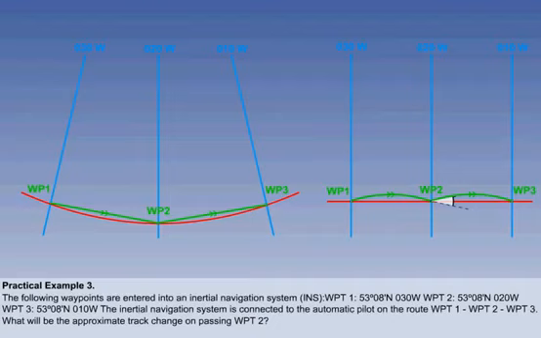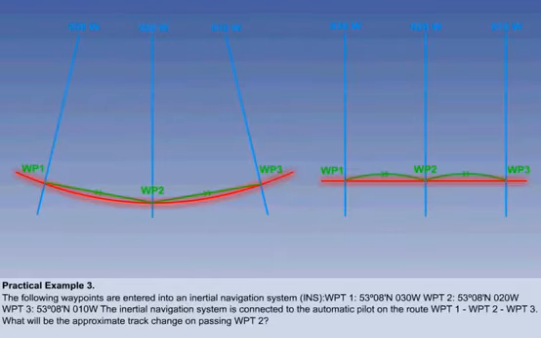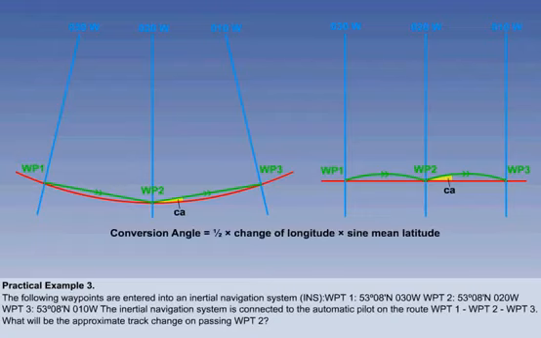We need to find out what it is. How are we going to do that? You should realise that the rhumb line track is 090 everywhere, but that the great circle track will be greater than 090 by the amount of conversion angle here and less than 090 by the amount of conversion angle here. If we can calculate the amount of conversion angle as we enter and leave waypoint 2, adding them together will give us the amount of track change at the waypoint changeover. Fortunately, they are both the same angle.